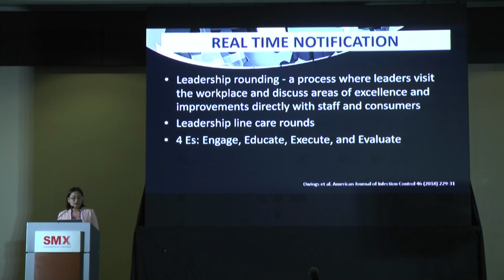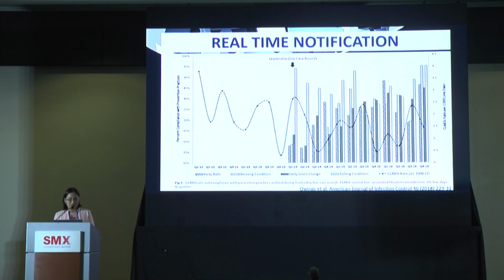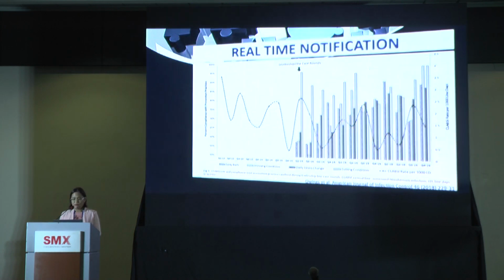And there are also data for leadership rounding. This is a process where the leaders visit the workplace and discuss areas of excellence. In another institution, in another article I came upon, they instituted leadership line care rounds. So there is a team dedicated to central line care, and they are experts as well as leaders in their own departments. When they instituted leadership line care rounds, the CLABSI rate, the dotted line, showed some decrease with the immediate intervention. The different bars that you see are the compliance to the different components of the central line bundles, which increased.